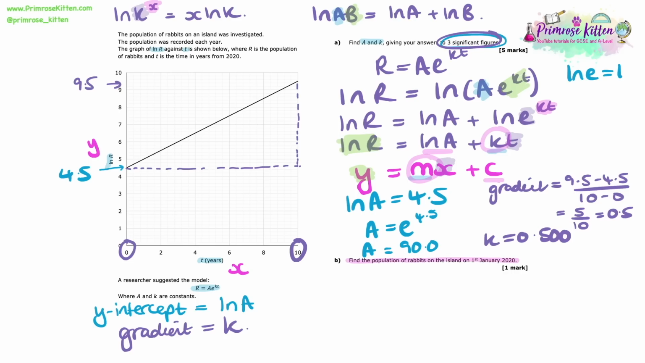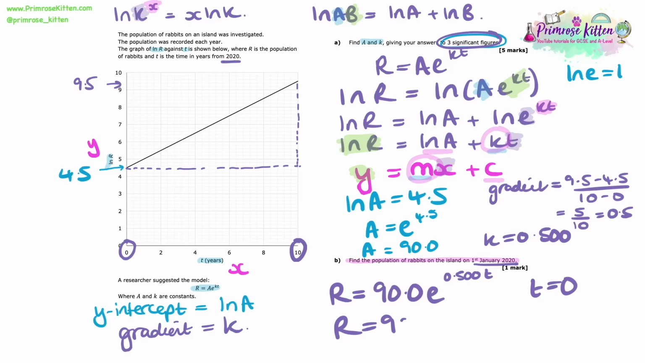Now we need to find the population of rabbits on the island on the 1st of January 2020. So let's fill in our new information into our equation that they gave us. So now we can say that R equals 90.0 e to the 0.500t. And because time is counting from 2020, on the 1st of January 2020, time is just equal to 0. So if we substitute 0 in, we've got e to the power of 0, and e to the power of 0 is 1. So that means that R is just equal to 90. So our initial population of rabbits, that's another way they could have asked it, is equal to 90.